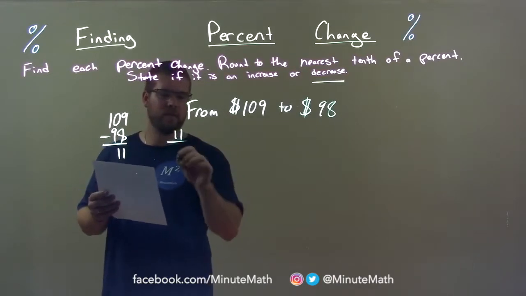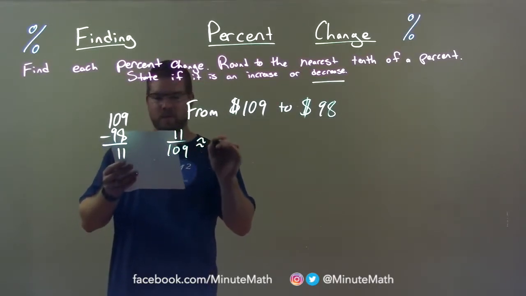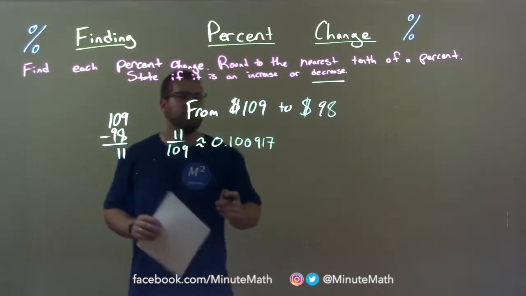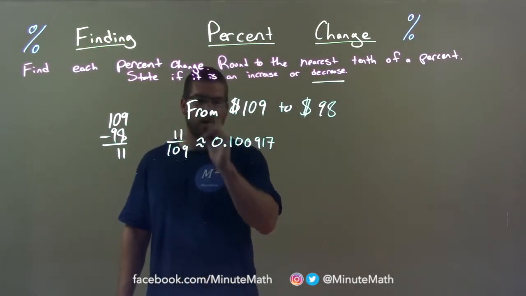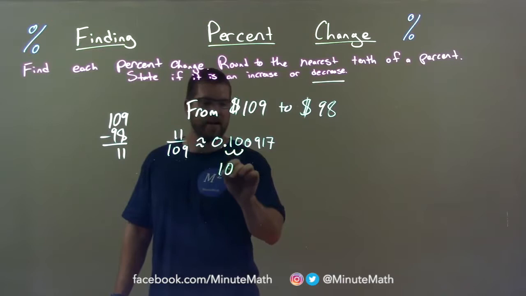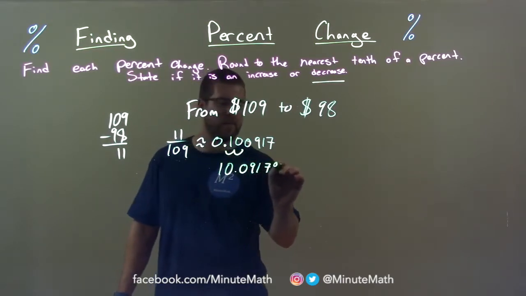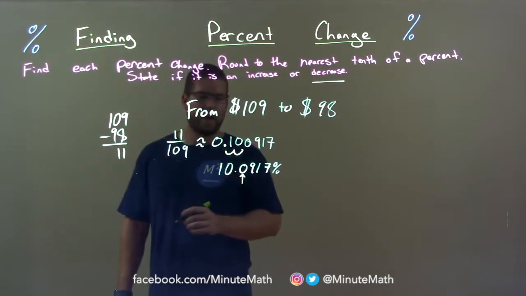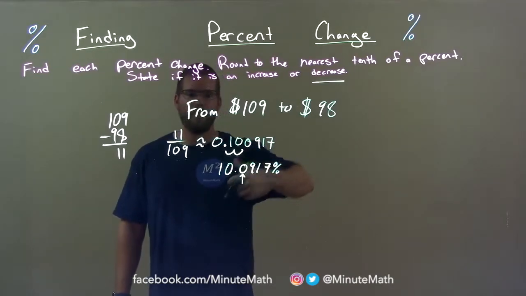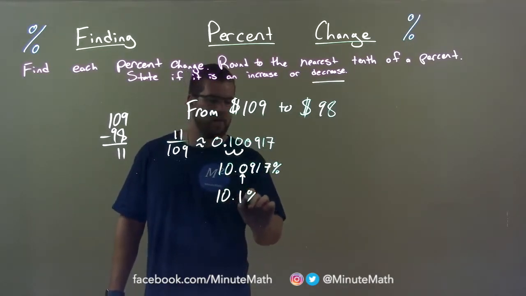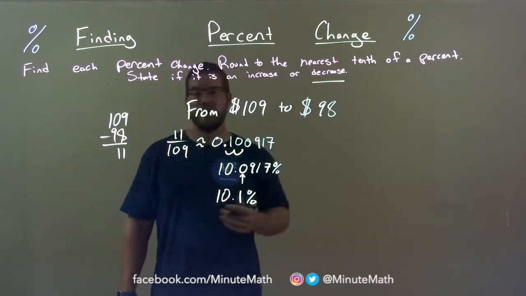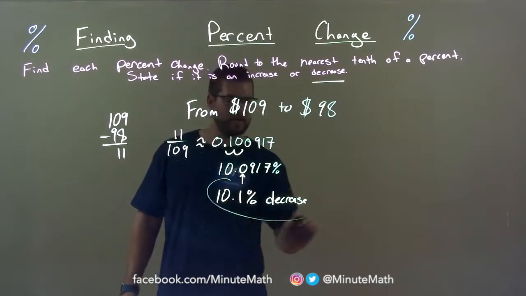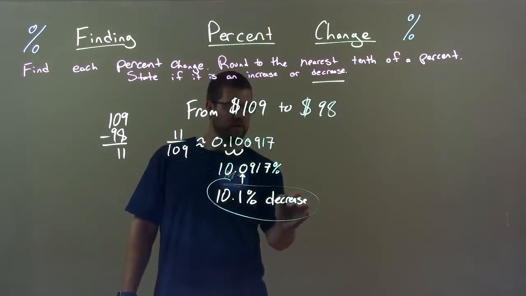Take that 11, divided by the first number, 109, and we get approximately 0.100917. All right. Write that as a percent. Decimal point, 2 spots to the right, got 10.0917%. Then right there, we look at the 0, the tenth spot, right? We got to round this. 9 causes the 0 to go up 1, got a 1. 10.1% right there. Well, we already said that this was a decrease. And we got our answer, 10.1% decrease.